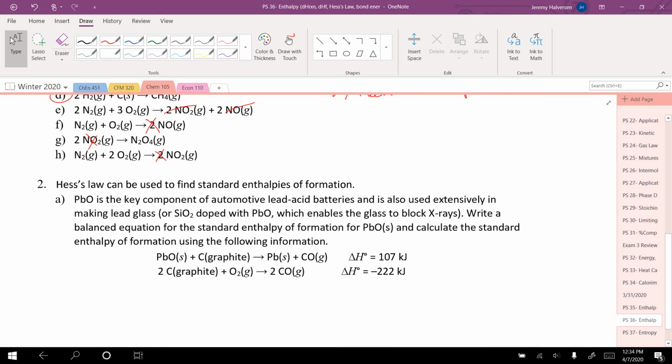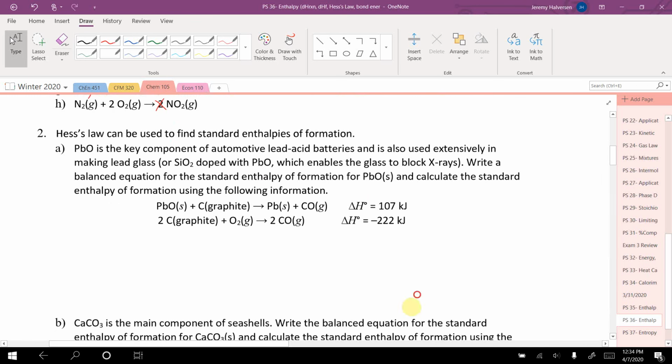PbO is the key component of automotive lead acid batteries and is also used extensively in making lead glass, or SiO2 doped with PbO, which enables glass to block X-rays. Awesome. Write a balanced equation for the standard enthalpy of formation of PbO.